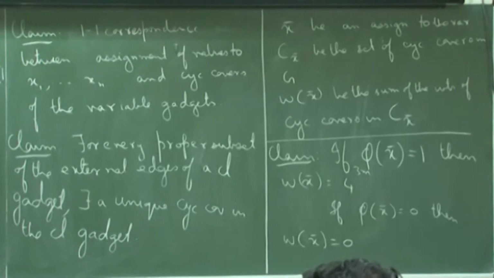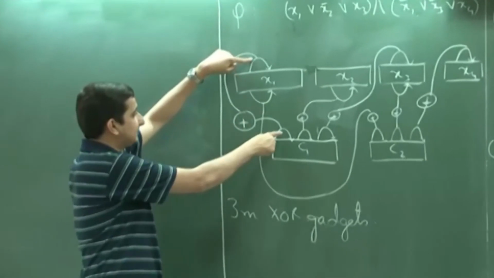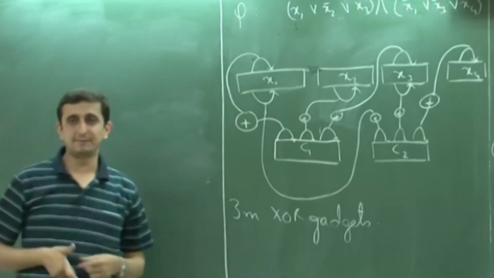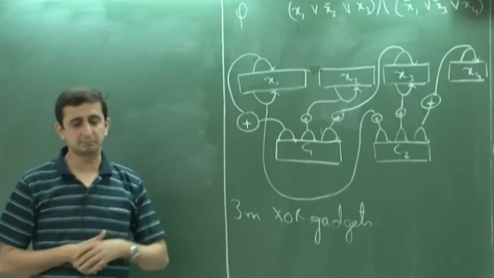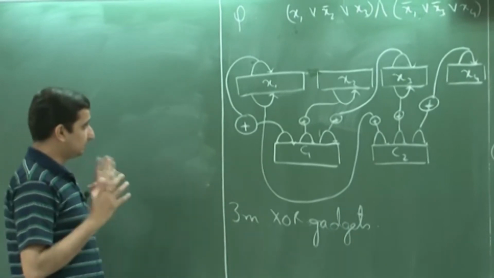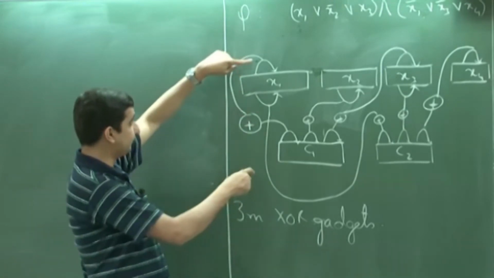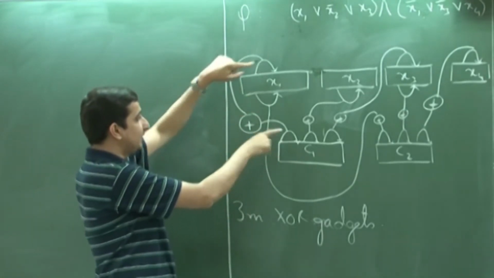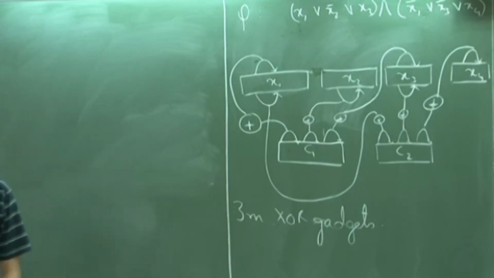Each XOR basically multiplies the weight by 4. Whatever is the weight in the original graph, if you put an XOR gadget and replace its two end edges, it multiplies the total weight by 4. Okay, so that is the property of this gadget. Yeah, so that is not quite true. If exactly one of these two edges is included in the cycle cover, then it gets multiplied by 4, otherwise it is 0. Okay, so that is what we said yesterday.